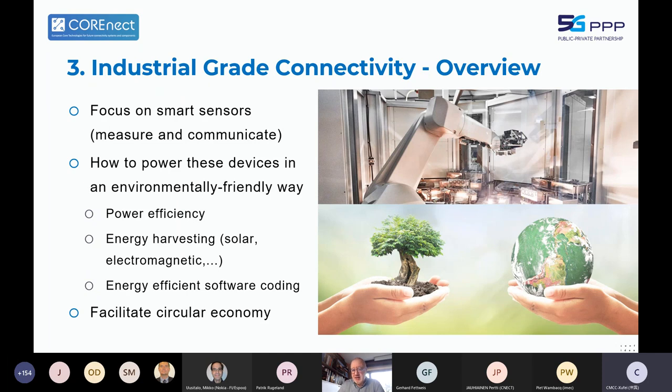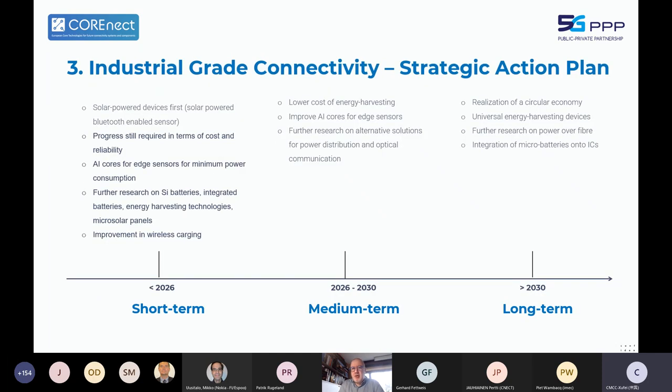And we need to facilitate a circular economy on a longer term. So here also, in terms of industrial grade connectivity, we see short-term needs for solar powered devices, solar powered Bluetooth enabled sensors, for example. We need to make progress in terms of cost and reliability. Reliability has to further increase, cost has to go down and performance has to go up.